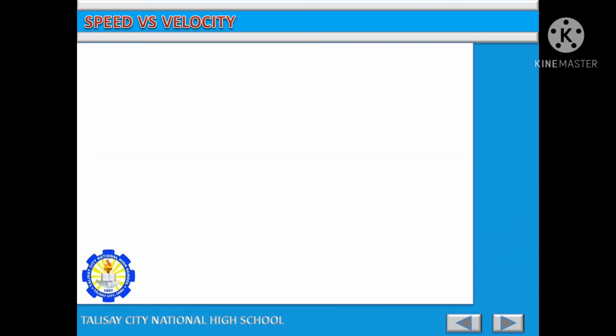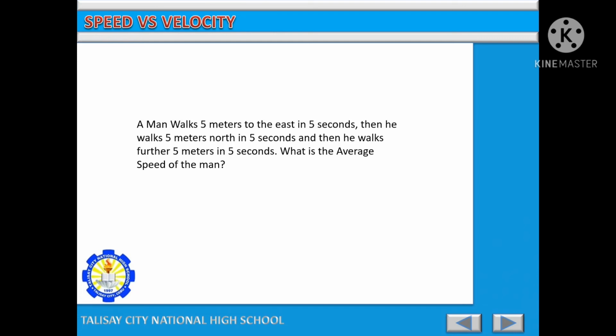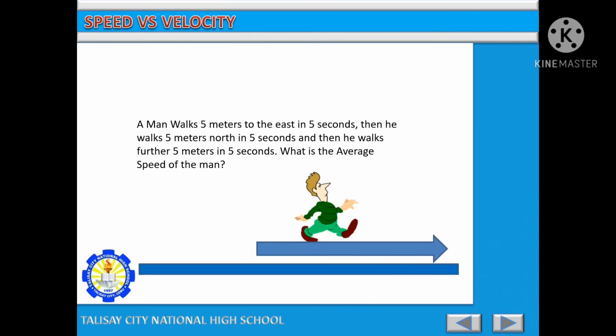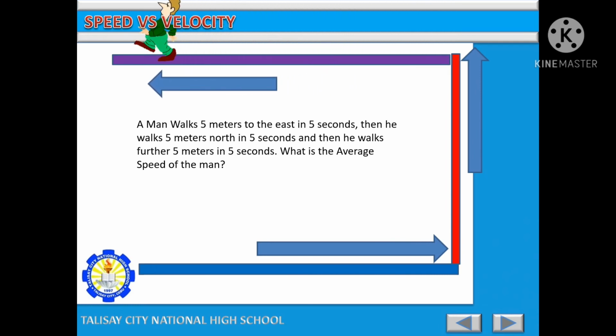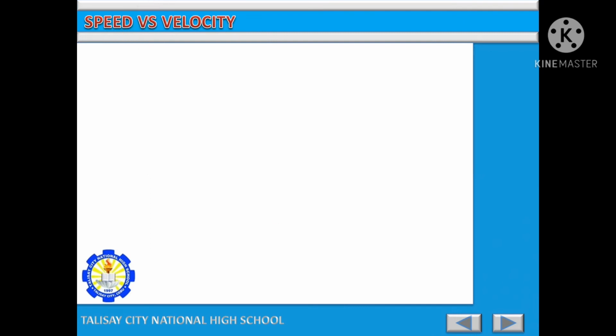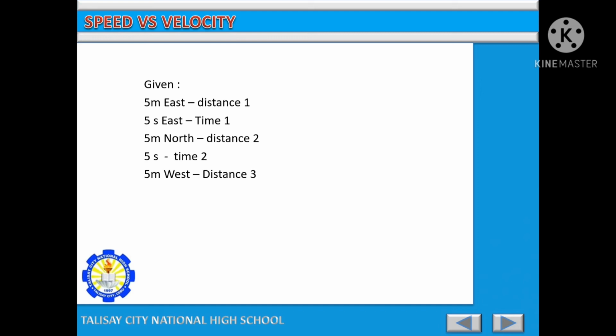Another example to help us understand the difference between speed and velocity mathematically. A man walks 5 meters to the east in 5 seconds. Then he walks 5 meters to the north in another 5 seconds. And then he walks further another 5 meters to the west in 5 seconds. The givens in the problem are as follows: 5 meters east, 5 seconds, 5 meters north, 5 seconds, 5 meters west, and another 5 seconds. So what is being asked in the problem is speed. So in this case, we can use our magic triangle.